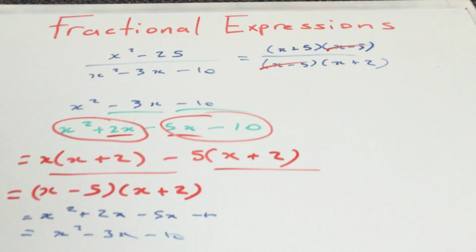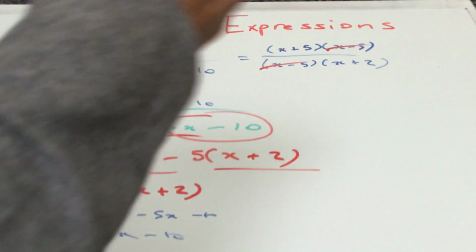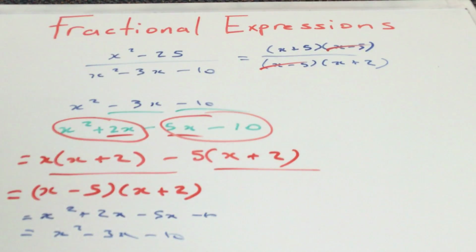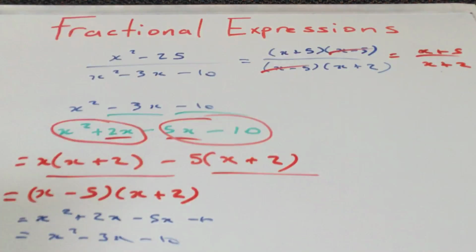Like with any number when you're multiplying, say you're given 2 and 2, that cancels out. And so you're left with x plus 5 over x plus 2. So that's how you solve a fractional expression. Okay, so that's how you do this question.